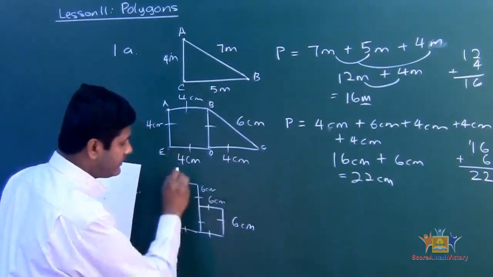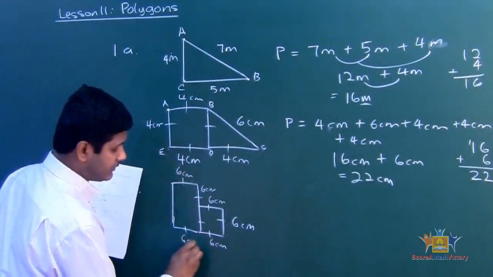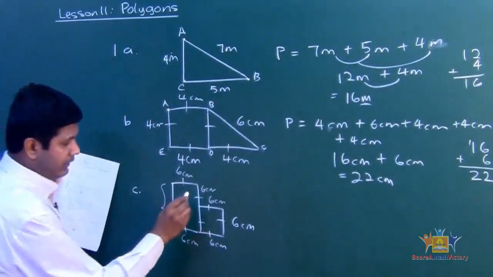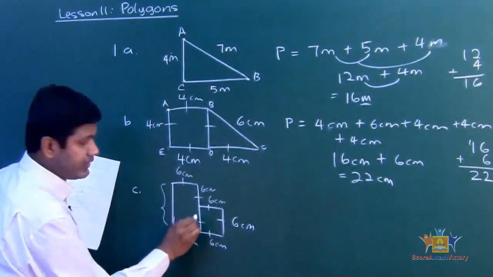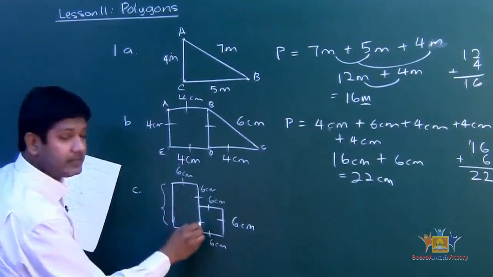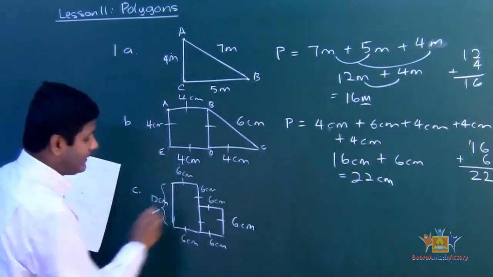What is this length? 6 centimeters. What is this length? 6 centimeters. But what about this one? Look at this. If this is 6, what is this? Also 6. What does that mean? All this is going to be 12. 6 plus 6. That means what is this going to be? 12. See that? That's what you've got to find.